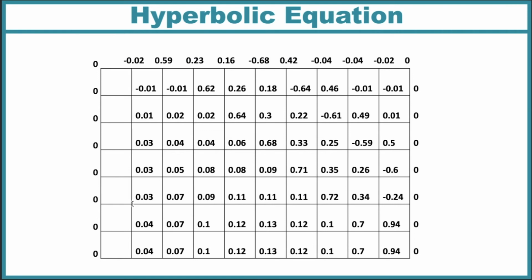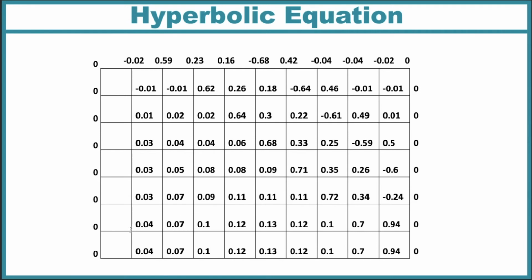So to get this value, I have to add 0 plus 0.07 minus 0.04. What is it? 0 plus 0.07 is 0.07, minus 0.04 is 0.03. Got this value? Okay. So to get the next value, I have to see this cross.